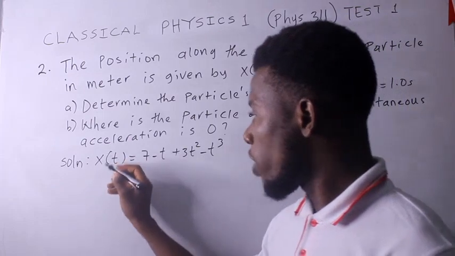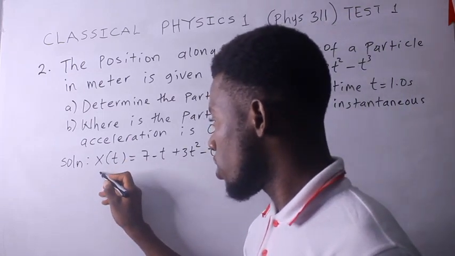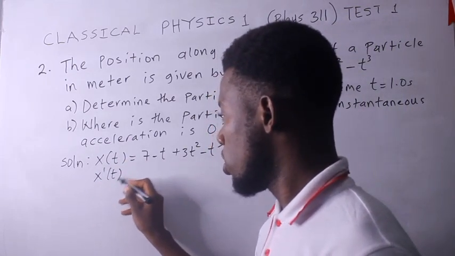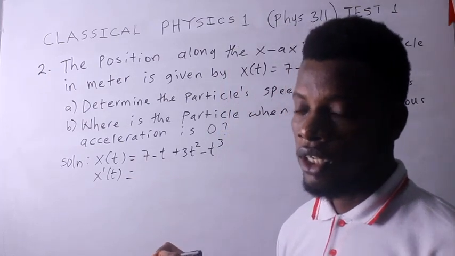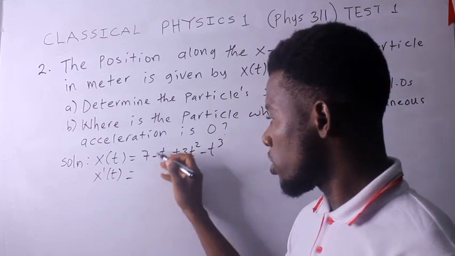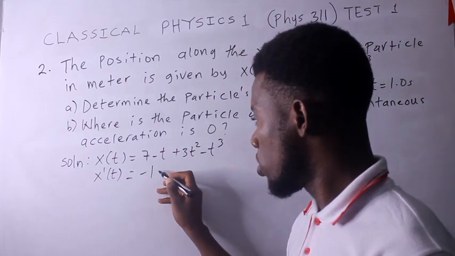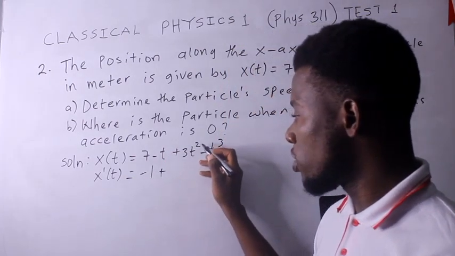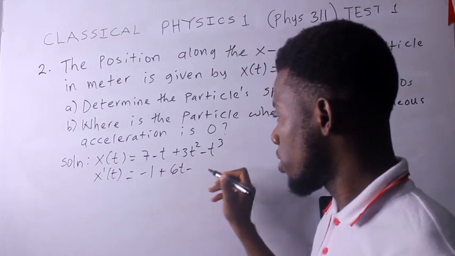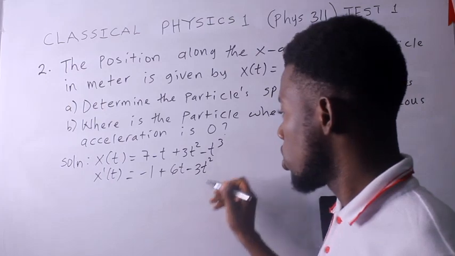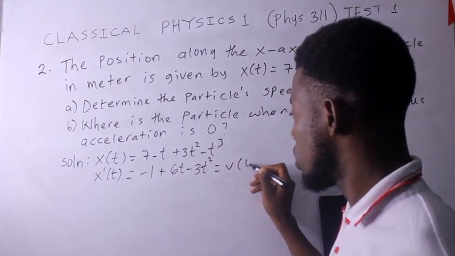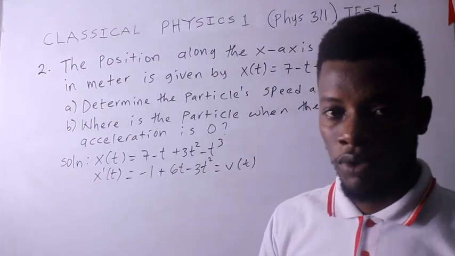So let's go. Find the derivative of x of t, that's x prime of t, equals the derivative of 7 with respect to t, which is 0. The derivative of negative t is negative 1, plus the derivative of 3t squared is 6t, minus the derivative of t cubed is 3t squared. Now this is the velocity of the particle.